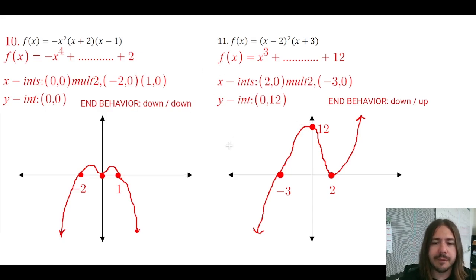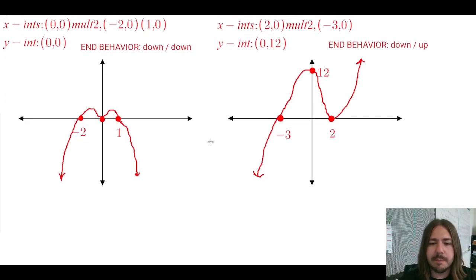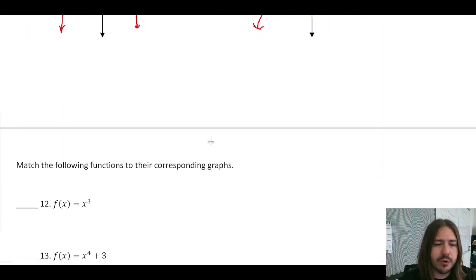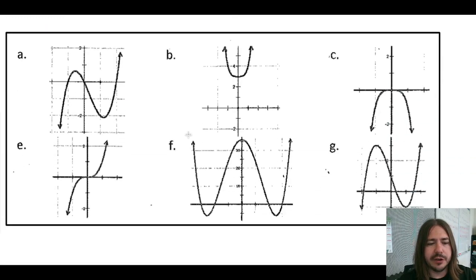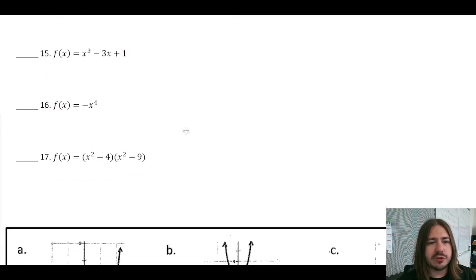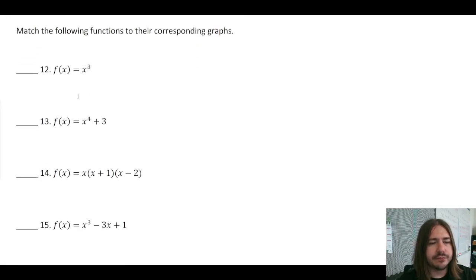Okay, so that's enough graphing. This last section is just matching. If you are comfortable with the graphs we just did, this should be a piece of cake because the graphs are already done for you. Again, we're just looking at the end behaviors, the zeros, and so forth.